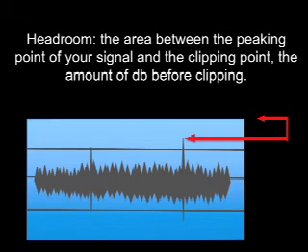Headroom is a buffer zone. It's the area between the highest or peaking point of the signal and the clipping point where distortion begins. It's the amount of dBs left before clipping. So transients and headroom go hand in hand. You need headroom so that transients can move into that space without creating distortion.